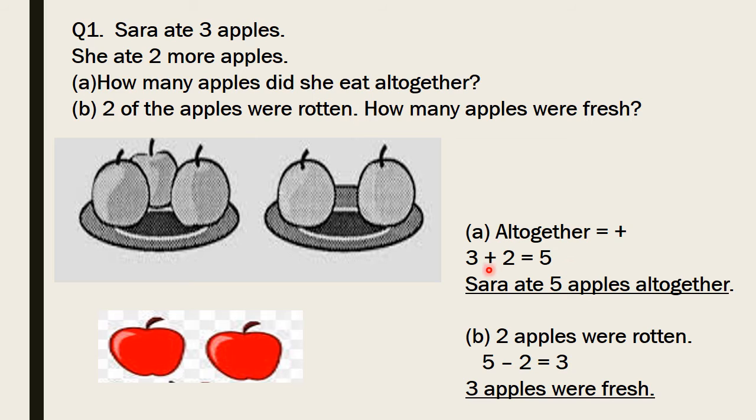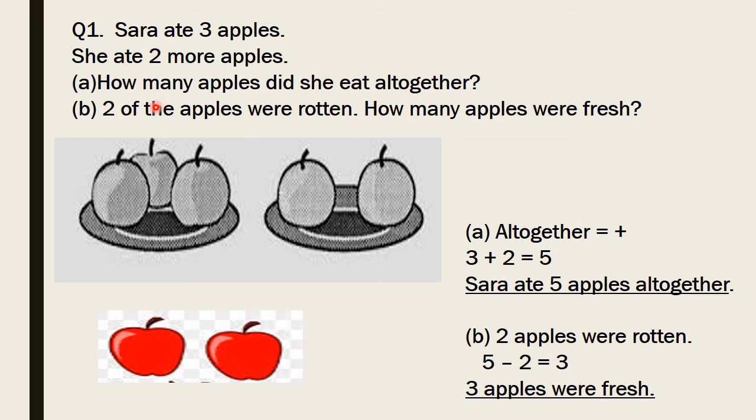You start counting from 3 and how many fingers will you open? 2 fingers. So start counting from 3. 4, 5. So how many apples are there altogether? Sara ate 5 apples altogether.